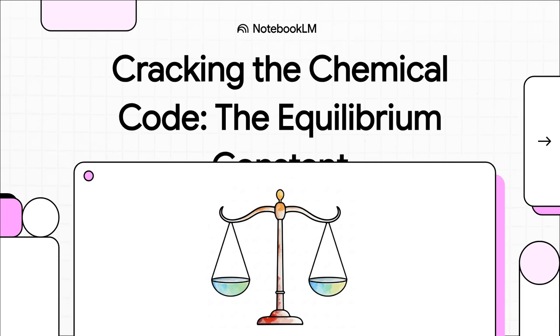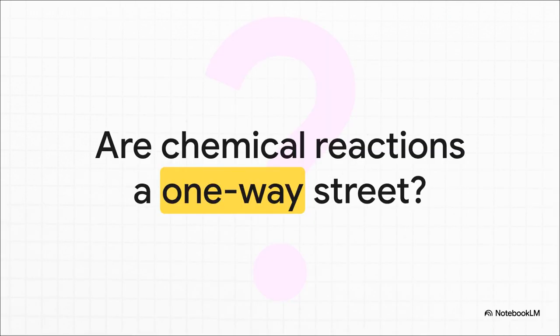Hey, welcome. Today, we're going to crack a fundamental code in chemistry. I'm talking about a single number that can tell you the future. Well, the future of a chemical reaction, anyway. We're going to get to know the equilibrium constant K.